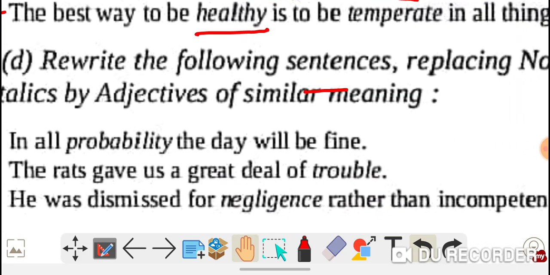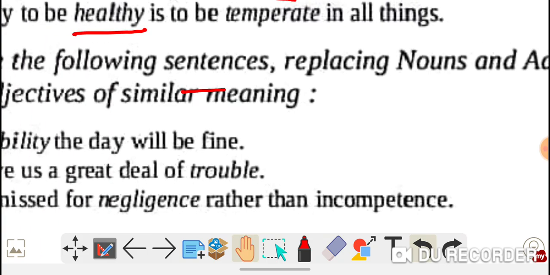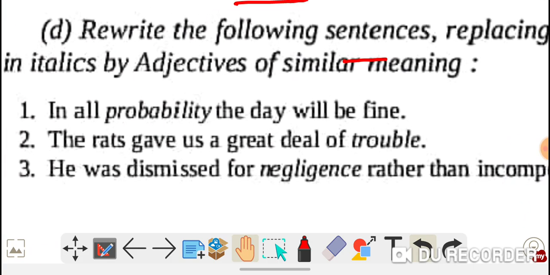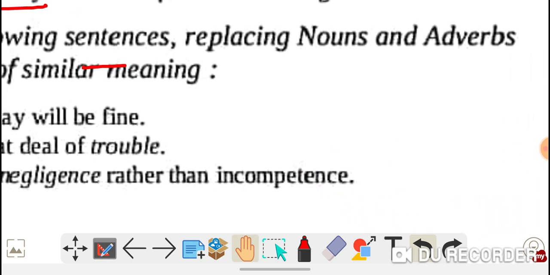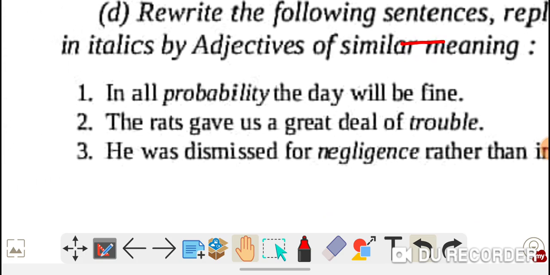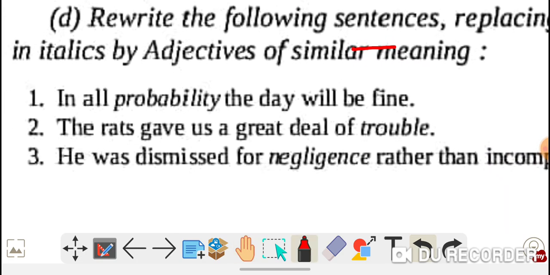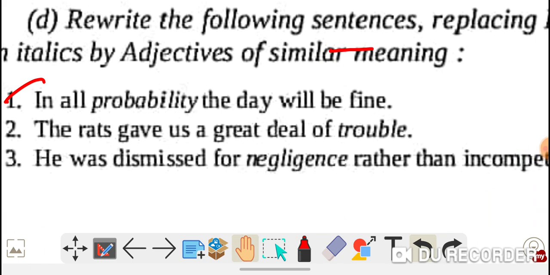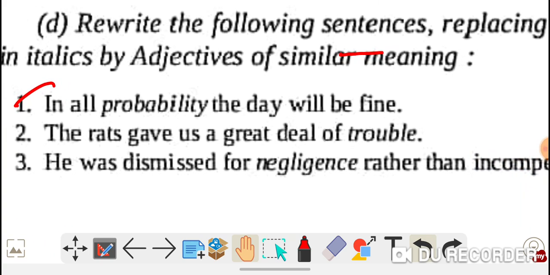Okay, now section D, rewrite the following sentences replacing nouns and adverbs in italics by adjectives. So in these lines there are noun and adverb words, and they need to be replaced by the adjective form of that word. Number 1, in all probability the day will be fine. So the answer is, the adjective form of probability is probable. Yes, the answer is, please write it down, it is quite probable that the day will be fine.